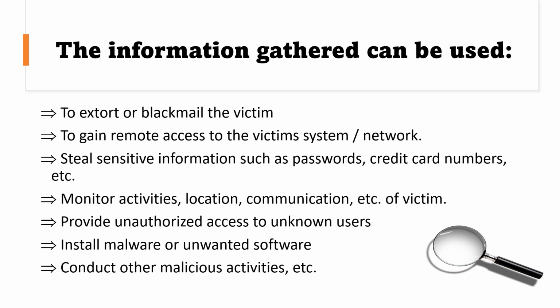They steal information such as passwords, credit card numbers, login details, and other information of the victims. They monitor the activities, the locations, and the communications going on between the victim and other parties. They provide unauthorized access to unknown users. They can sell the access they get from a particular victim to another person. They use it to install other malware and unwanted software to get more robust access and connections within the victim's system. And they can use it to conduct other malicious activities like stealing a victim's identity and using it for fraud and so much more. All these are ways the information gathered can be used by a hacker or an attacker.